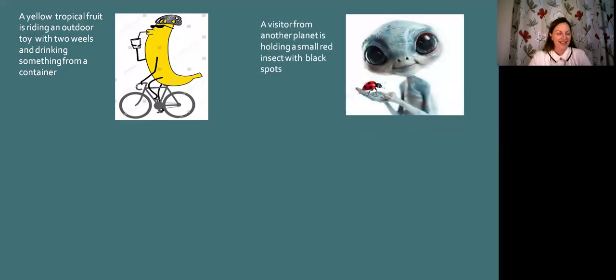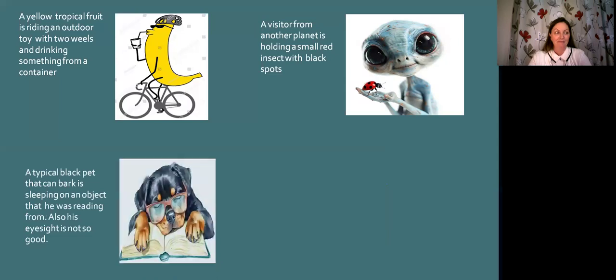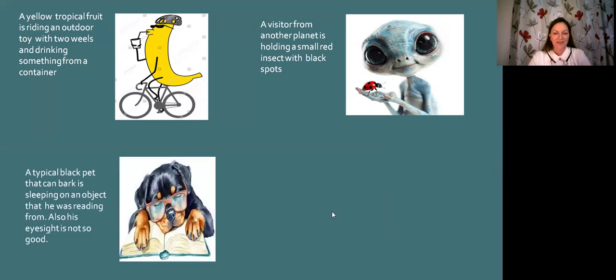Could you guess? It's easy for kids, all right? And I have two more. A typical black pet that can bark, not meow, and is sleeping on a certain object that he was reading from, and his eyesight is not so good. So the photo would be something like this. And an object that used to wake people up before the arrival of mobile phones that is in a big hurry.